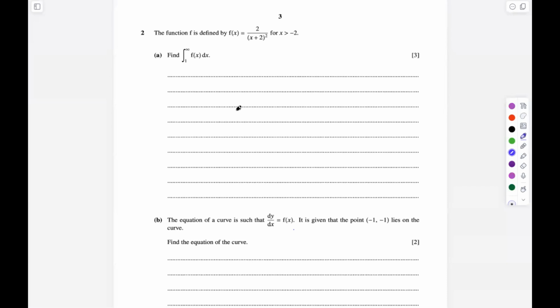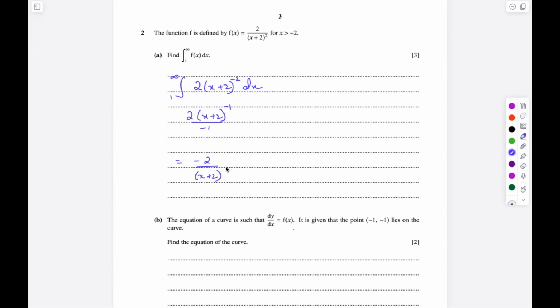In question 2, the function f is defined by f of x equals 2 upon (x plus 2) whole squared for x greater than minus 2. In part A, we have to find the integral of f of x with limits infinity and 1. In the first step, we'll integrate the expression for f of x. To integrate, we'll first bring the (x plus 2) squared from the denominator to the numerator, and this will become (x plus 2) to the power minus 2. Integrating this, we'll get 2 into (x plus 2) to the power minus 1 divided by minus 1. And we can simplify to write it as minus 2 upon x plus 2.